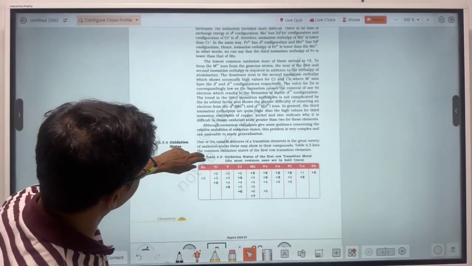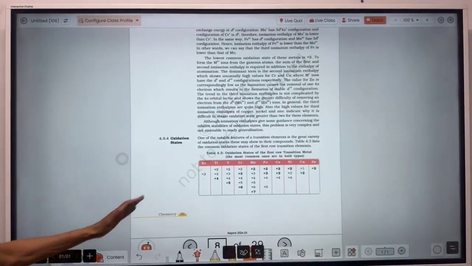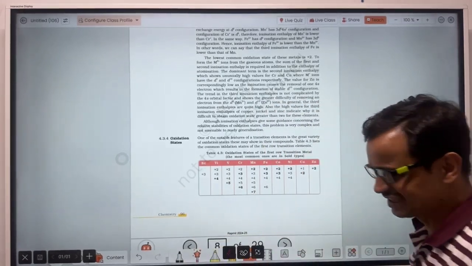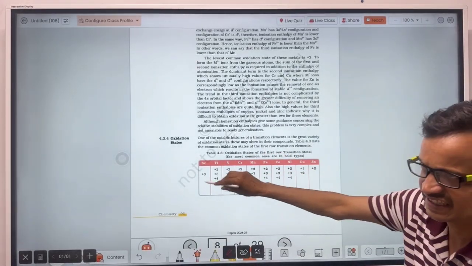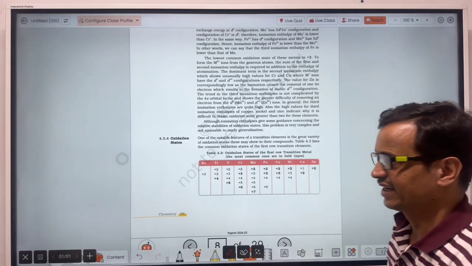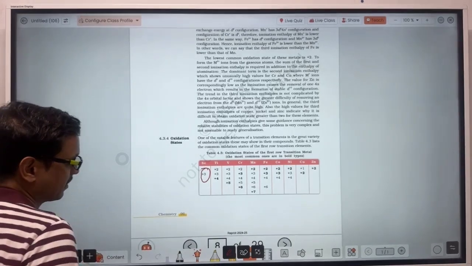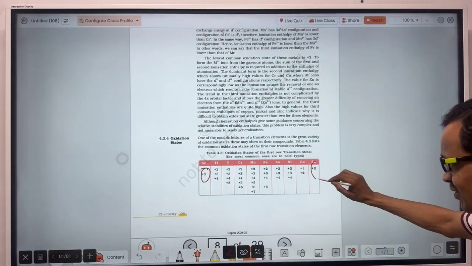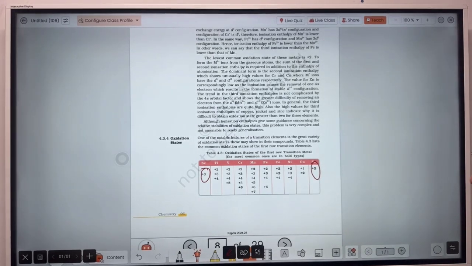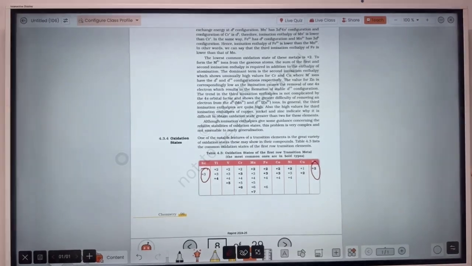Oxidation state here. What you have seen here is the table of the oxidation states shown by the 3d series, the elements of the 3d series. And here you watch out, scandium shows only one oxidation state, that is +3, and zinc also shows only one oxidation state, that is +2.